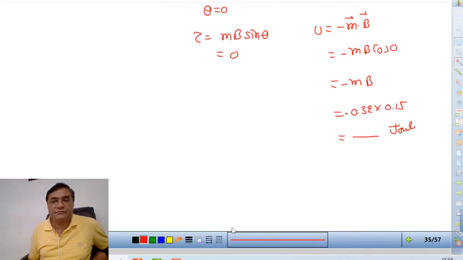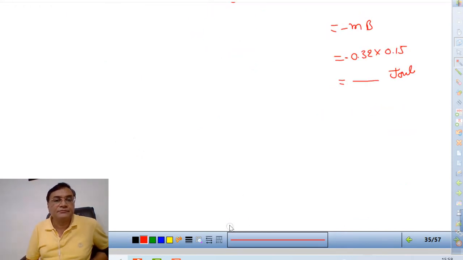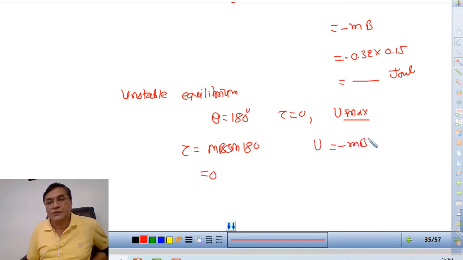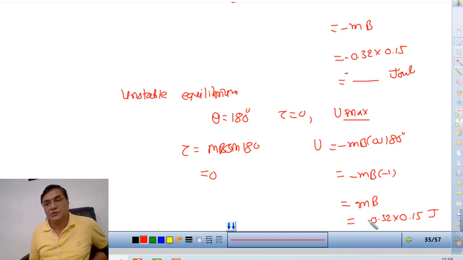Now for unstable equilibrium, theta is equal to 180 degree because torque is equal to 0 and U is maximum. Torque is mB sin 180, which is 0. U is equal to minus mB cos 180. Cos 180 is minus 1, so this is plus mB. So here you get a negative answer, and here you get a positive answer. 0.32 into 0.15, whatever is the answer in joule.